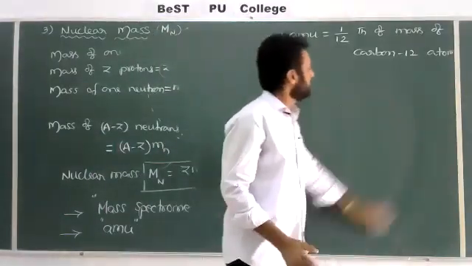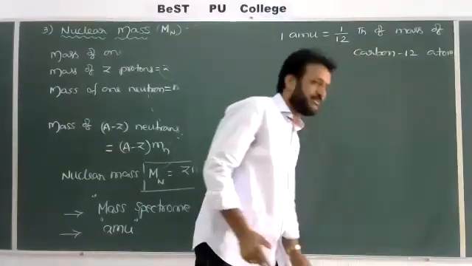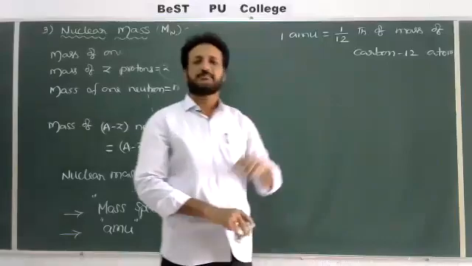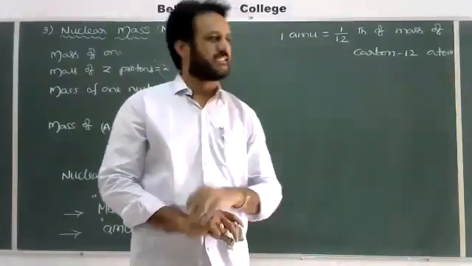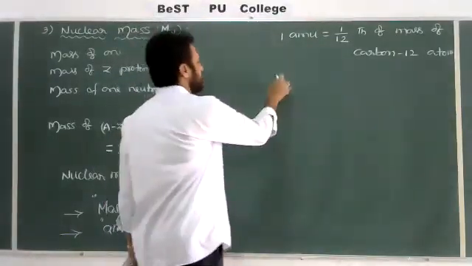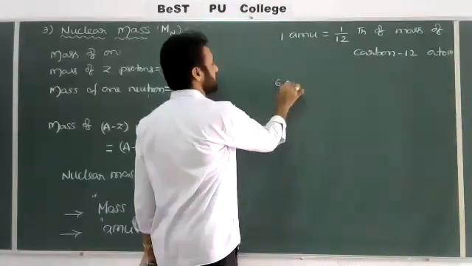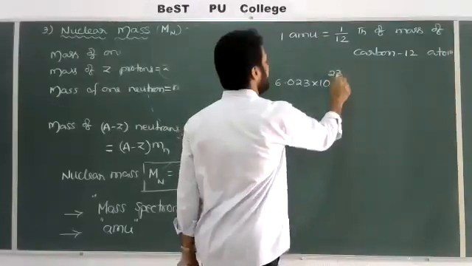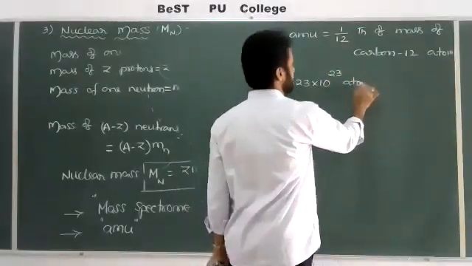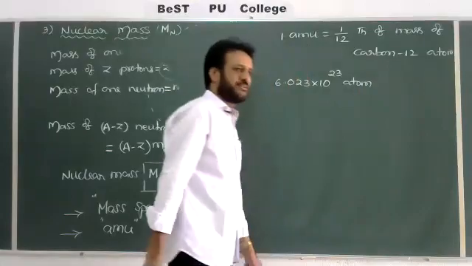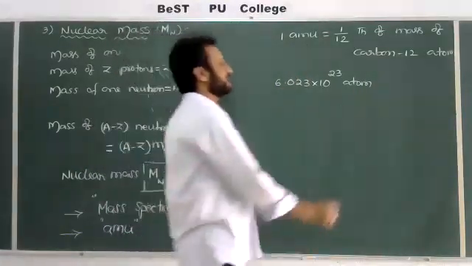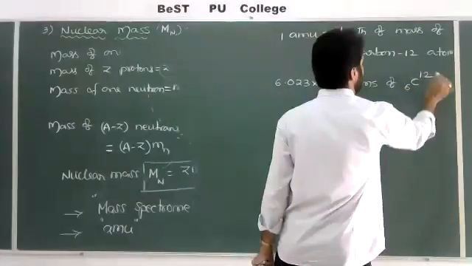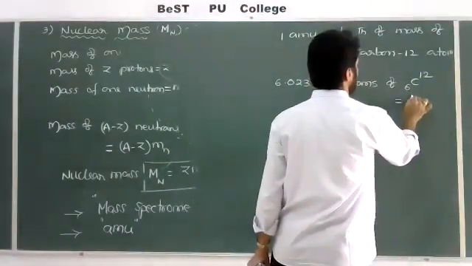But to find the value of this, first we should know the mass of a carbon atom. What is the mass of a carbon atom? For this you have to use the Avogadro hypothesis. Generally we take 6.023 into 10 to the power of 23, the Avogadro number. 6.023 into 10 to the power of 23 atoms of carbon C-12 is equal to how much? It is equal to 12 grams.